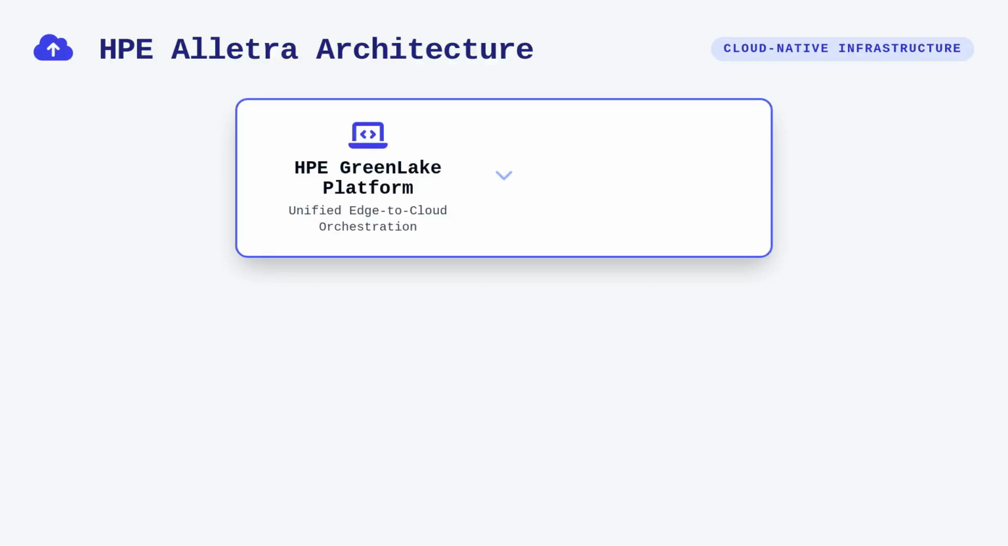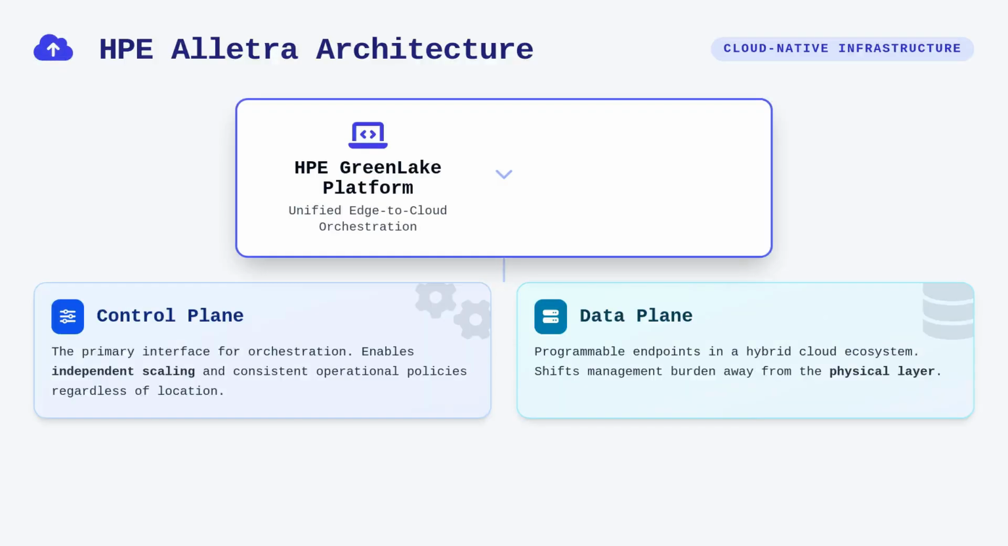We must view these systems not merely as arrays, but as programmable endpoints in a broader hybrid cloud ecosystem. The fundamental design philosophy centers on the decoupling of the control plane from the data plane, which allows for independent scaling and lifecycle management. When you examine these architectures, you will notice that the software-defined control mechanisms are the primary interface for orchestration, effectively shifting the management burden away from the physical hardware layer.